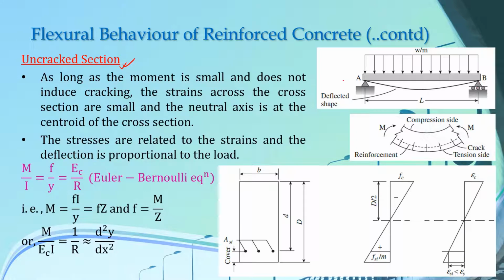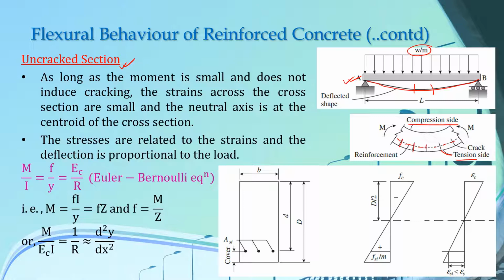We have a simply supported rectangular beam here, which is subjected to a uniformly distributed load of W per meter. It has a length of L, and under the application of this load, this is the deflected shape of our beam. If you cut a section anywhere in this beam and look at the section, you see that the topmost fibers are subjected to compressive force, so this is the compression side, and the lowermost fibers of the beam are subjected to tension force. This dashed line here probably represents the position of reinforcement in our beam.